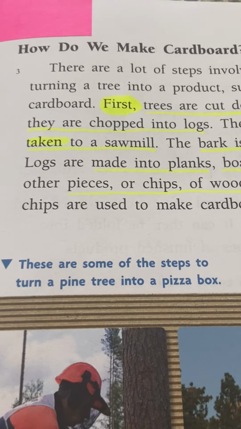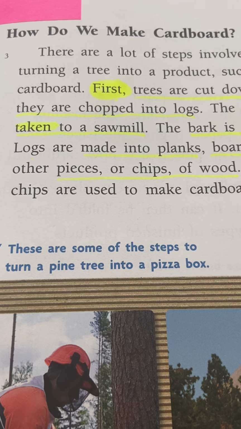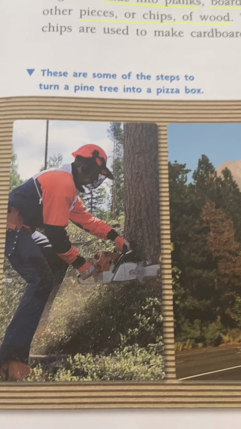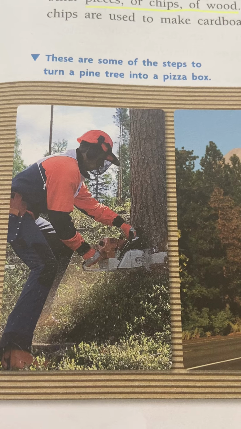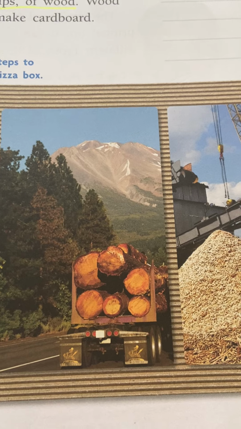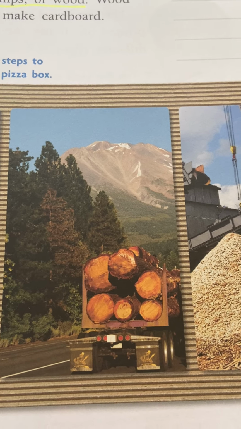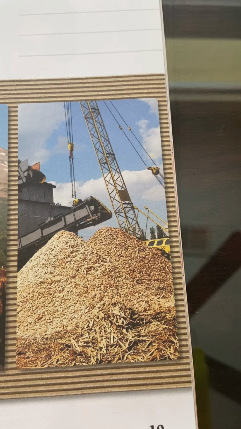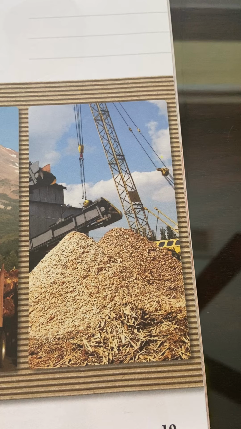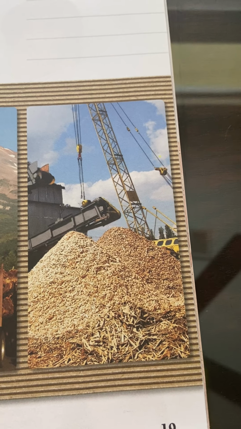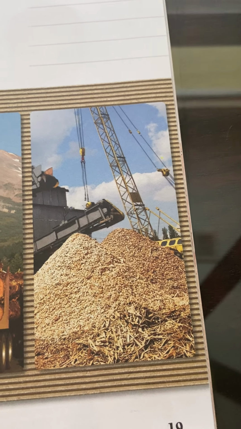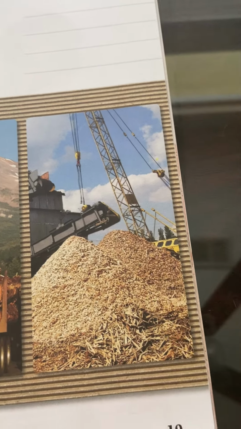And here in the caption, it says, these are some of the steps to turn a pine tree into a pizza box. There they are chopping down the pine tree. They cut them into logs, and they are taken to a sawmill. And at a sawmill, boys and girls, they use special machines to remove the bark, and then they turn that bark into several things. They might turn it into a plank, a board, pieces of wood, or wood chips, which is what you have here, wood chips. Okay?